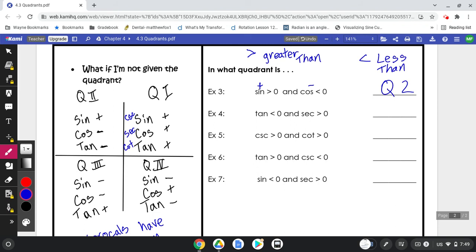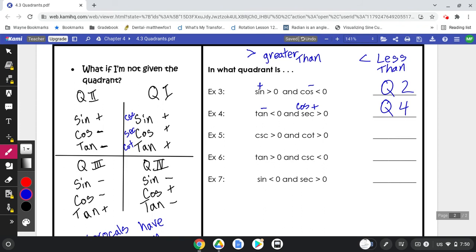Okay, example 4 here. It says that tangent is negative, less than 0. Meanwhile, secant is positive. Now, another thing to think about, secant matches up with cosine, so cosine is positive. So if the cosine is positive and the tangent is negative, that will occur in quadrant 4. That is the only spot where that occurs. Okay, example 5 now.